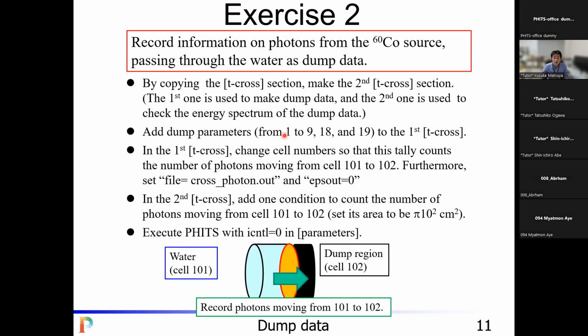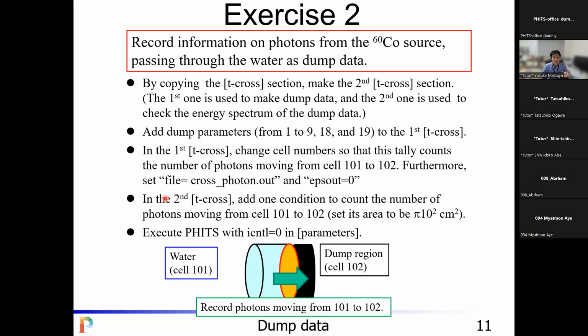Okay. Next, the second one, please add dump parameters 1 to 9, 18, and 19 to the first T-cross tally. And third, in the first T-cross tally, please change the cell number so that this tally counts the cross_photon.out. And please set EPS out equal to 0.